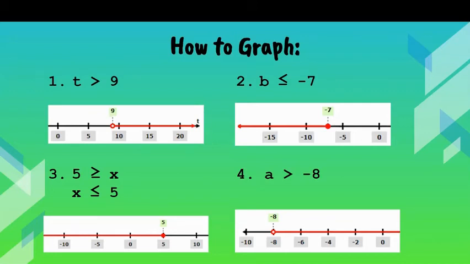Number 4, a is greater than -8. We're going to find -8 on the number line. We're going to put an open circle. The reason why it's going to be an open circle is because it is greater than. It does not have that line underneath the inequality symbol, so we do not need to color it in. Then we're going to shade all of the numbers to the right of -8 because that is the direction that our inequality symbol is pointing.